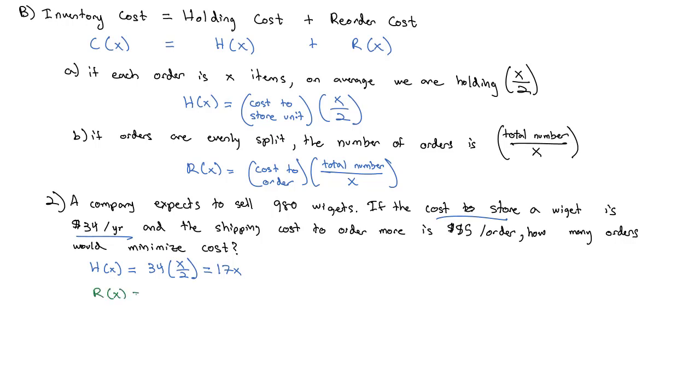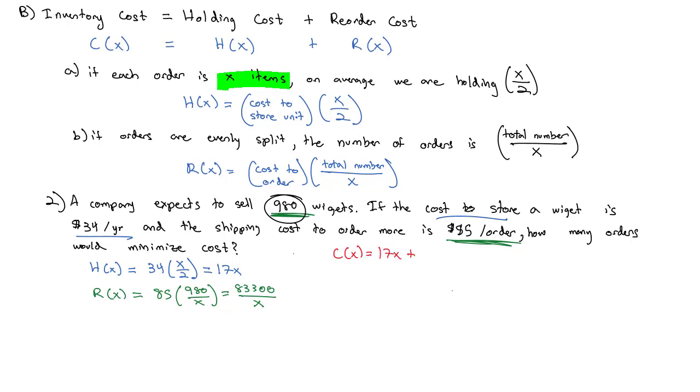Let's look at the reorder cost. The reorder cost is the cost to order. The cost to order is $85 per order times the number of things we expect to sell, which is 980, divided by the number in order, which is x. 85 times 980, that's going to be 83,300 divided by x. And so when we put this both together, we get our total inventory cost is going to be the holding cost of 17x plus the reorder cost of 83,300 over x.